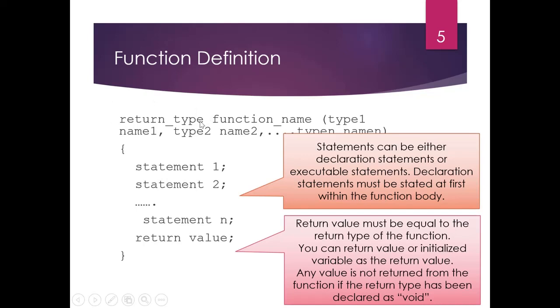The return type of a certain function means the type of the value that you return at the end of the function to the calling place. As an example, if we write int as a return type, here we have to return an integer type variable.